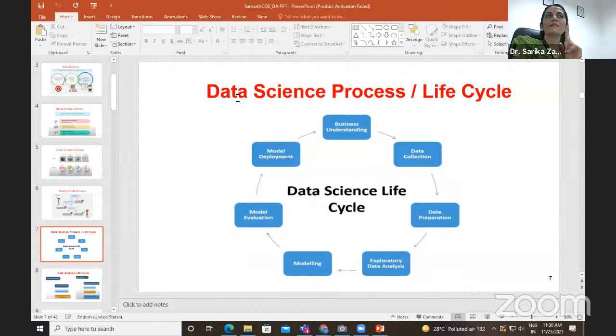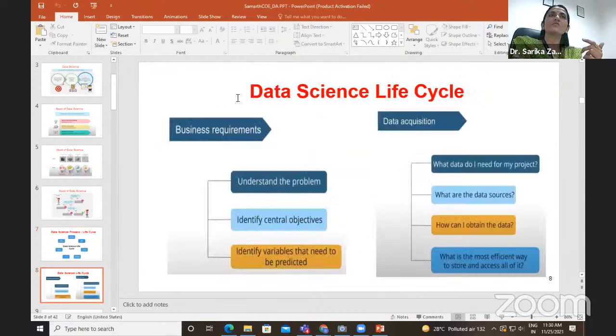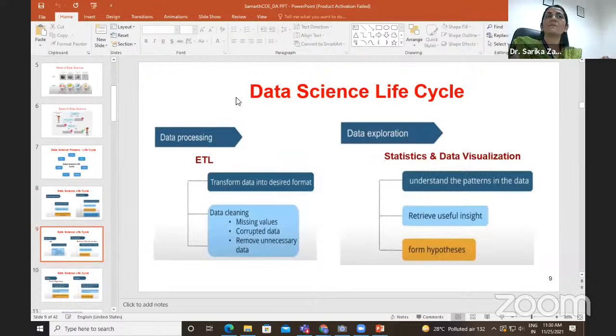Got it? Data scientists and data analysts are two different terminologies, and along with these, they are two different job responsibilities. Okay. Now next is the data science life cycle. I am going to explain this diagram. You are already aware of this, right? So what is business requirement, acquisition, then data processing, which I have just explained, transforming data into the desired format, then data cleaning, which you have already studied.